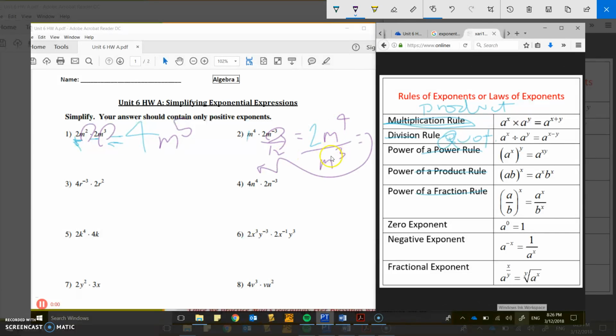Now, right here with an m and an m, we have got a quotient rule because we've got a base divided by another base. It's not a power rule because we don't have it all raised to a certain power. So the 2 is going to stay on top, and then we've got 4 m's divided by 3 m's, and when you cross out, only 3 can cross out, and you've got 1 left over on the top.